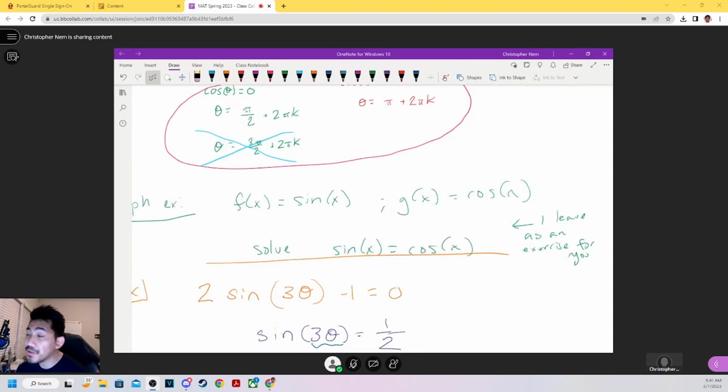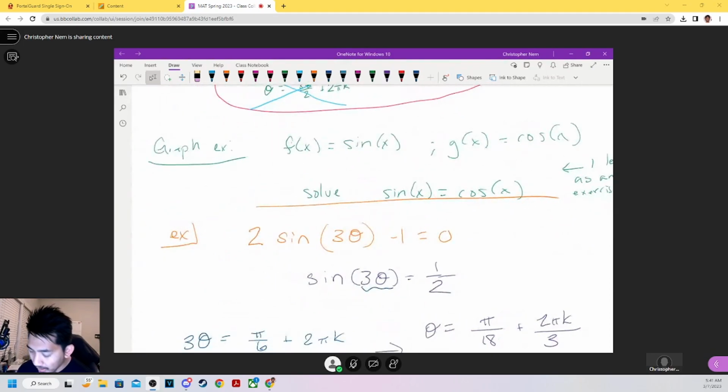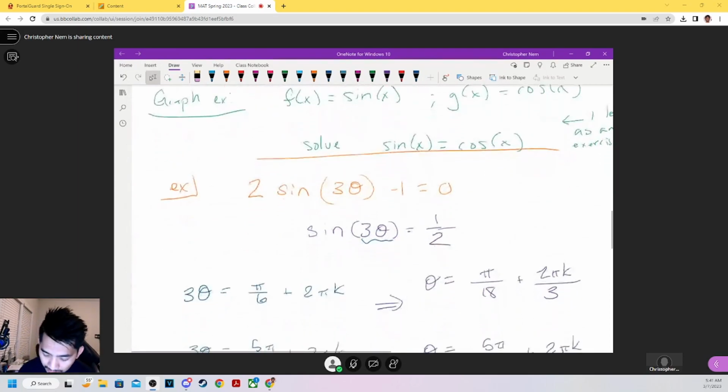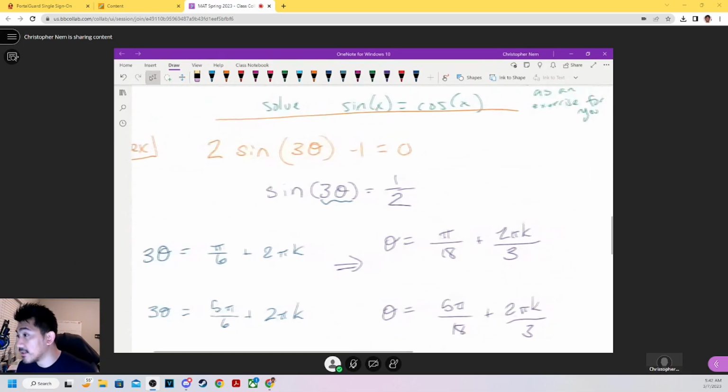Now you can do what some of you guys did for vertical asymptote. You can solve for that angle measurement. So you can set 3 theta equal to, well, at 1/2, you should have pi over 6, and then the other one is 5 pi over 6. So you can set 3 theta equal to pi over 6 plus 2 pi k and 5 pi over 6 plus 2 pi k. And then to solve for theta, you just divide everything by 3. Boom. I just divided by 3. And there are your infinite solution sets.